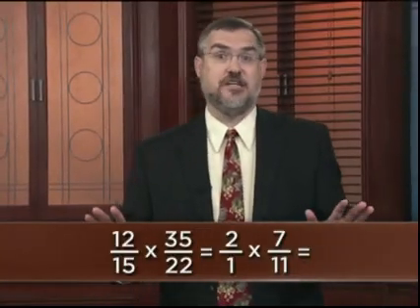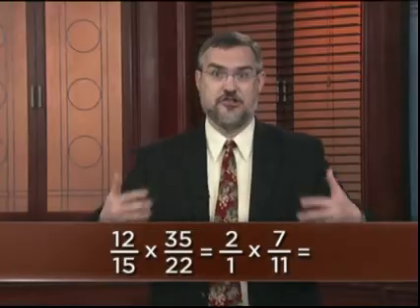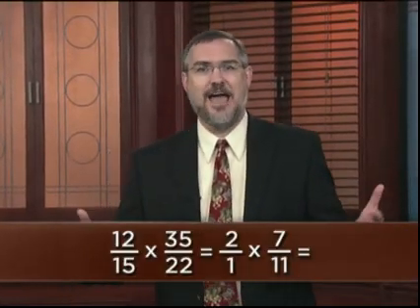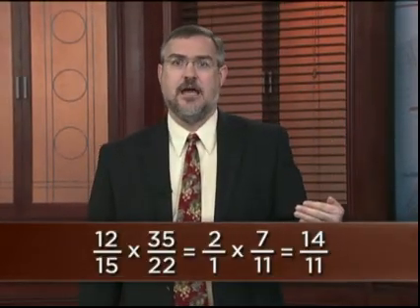Now, to be honest, I don't see any more canceling that we can do. If I did, I would suggest we continue doing it, but there's no more canceling that can be done. And so now we have to do the multiplying of the numerators and the multiplying of the denominators. But notice by doing all that canceling, the multiplying job now is pretty easy. Since 2 times 7 is 14 and 1 times 11 is just 11, I know that my answer must be 14 over 11.